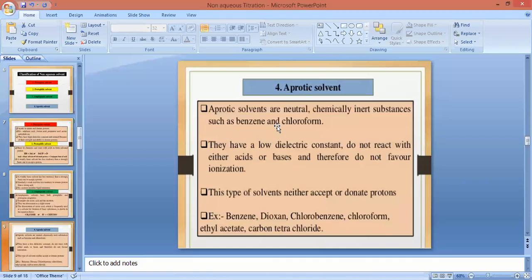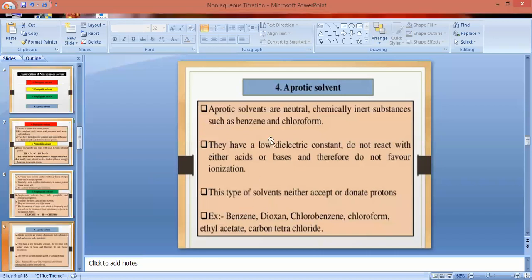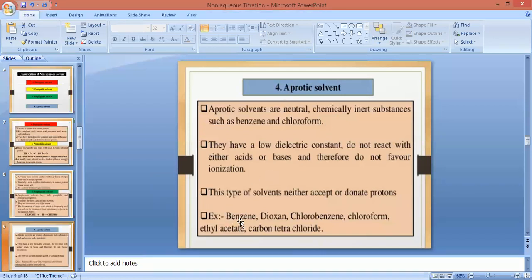They have a low dielectric constant, they do not react with either acids or bases, and therefore they do not favor any sort of ionization. Therefore they are less in use as compared to other solvents used in non-aqueous titration. So this type of solvent neither accepts nor donates the proton. Examples of aprotic solvents are benzene, dioxane, chlorobenzene, chloroform, ethyl acetate and carbon tetrachloride.